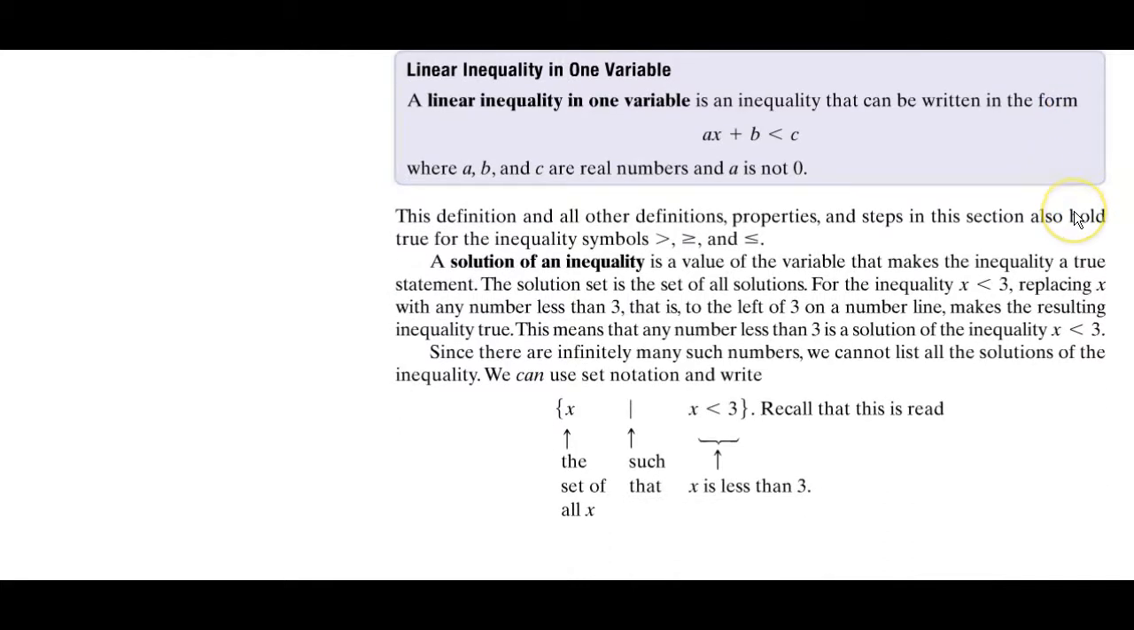Okay, you can read this over. And another one is what we call set builder notation, which is what this is right here. We say that x is such that x is less than 3. That's how this is read.